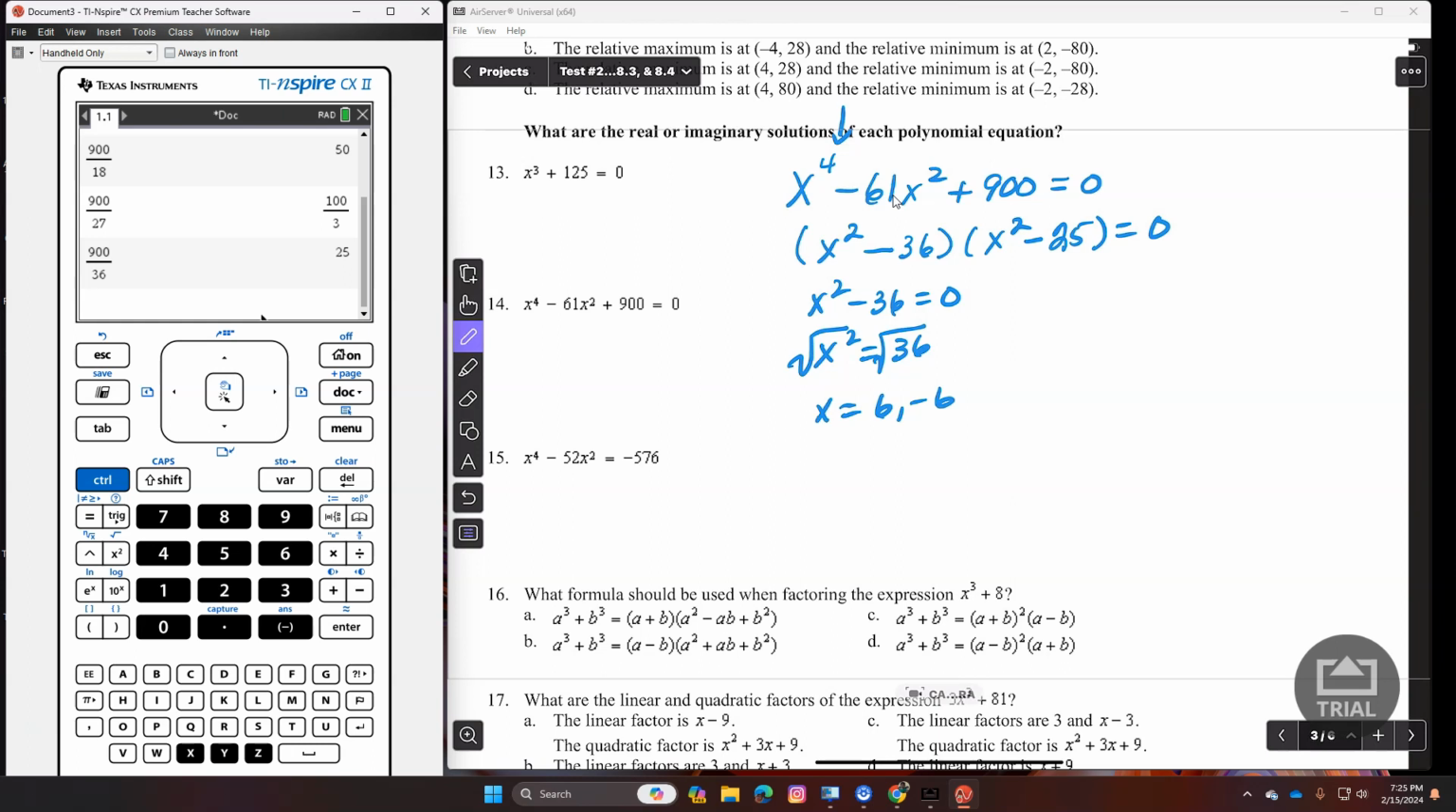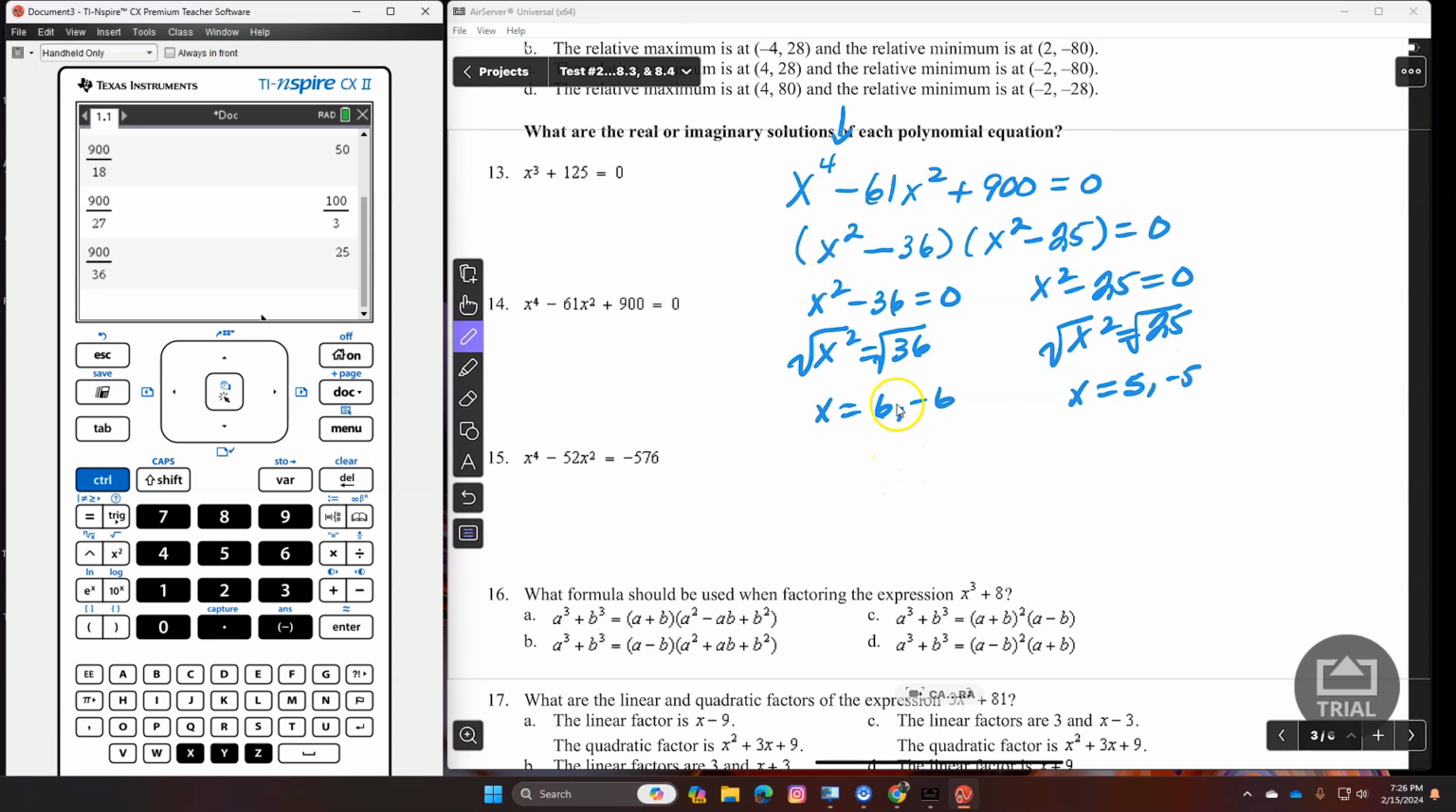Mentally, I can just check: 6 times 6 is 36, and negative 6 times negative 6 is positive 36. Now you have x squared minus 25 equals 0. X squared equals 25. And so x, I want to find the square root of both sides. You notice that x is going to have to be 5 or negative 5.